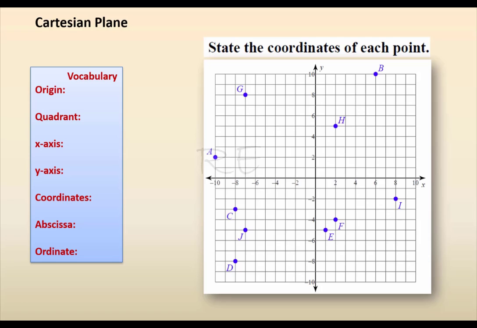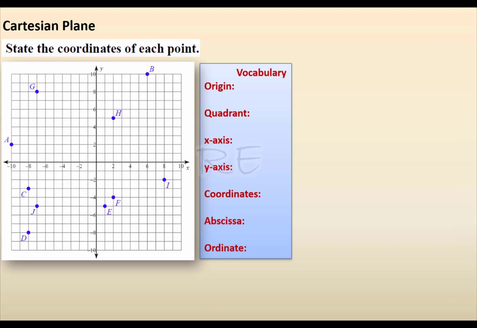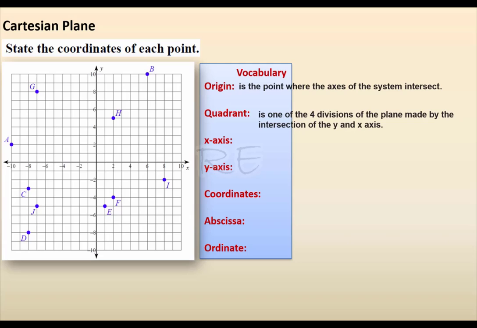We're going to review some keywords to understand the coordinate plane, also called the Cartesian plane. The origin (0, 0) is the point of intersection of the axes. The quadrant is one of the four subdivisions of the plane made by the intersection of the y-axis and the x-axis.